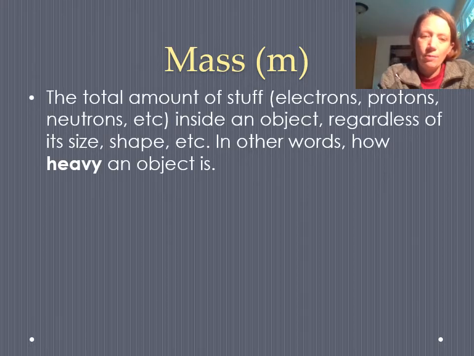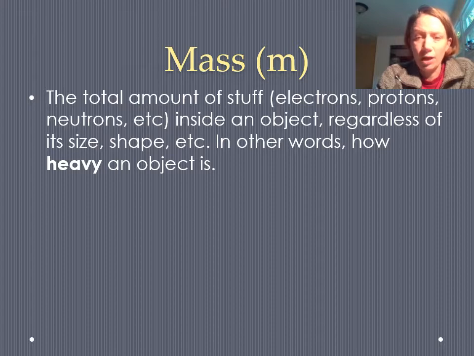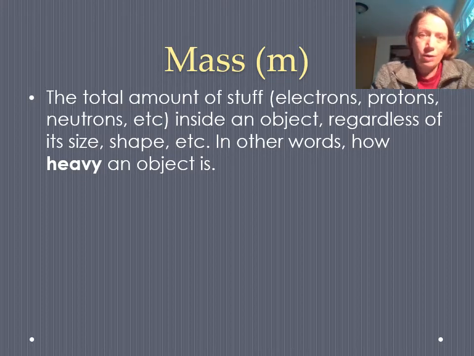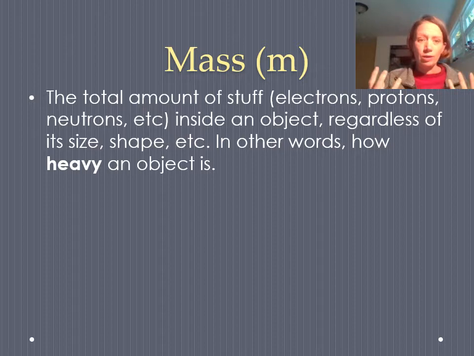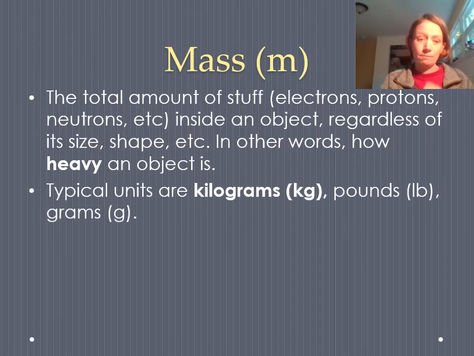And mass for a physicist is defined as the total amount of stuff, electrons, protons, neutrons, inside an object, regardless of its shape, size, etc. For you guys, you've probably your whole life been using that word or hearing that word, and it's basically how heavy an object is. Although that's not quite true for physics, because if you were in outer space, it wouldn't feel as heavy. But that doesn't mean it doesn't have the same amount of stuff. So mass is specifically the amount of stuff inside of something.